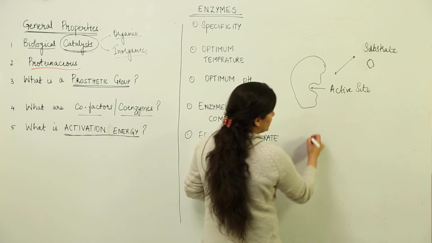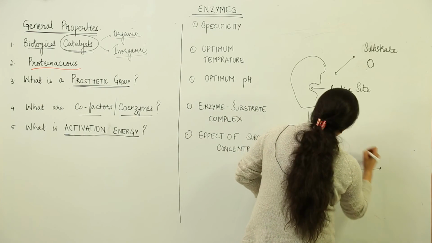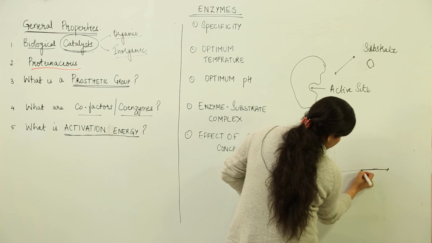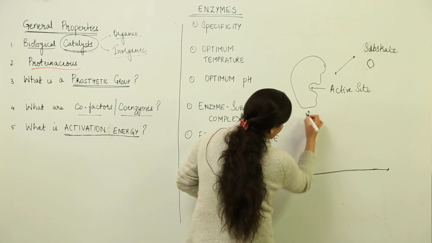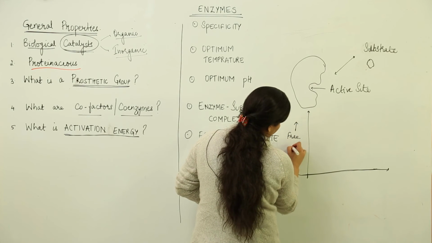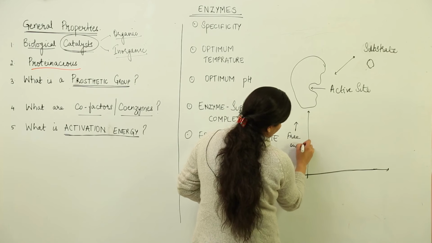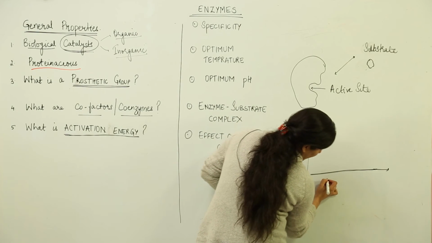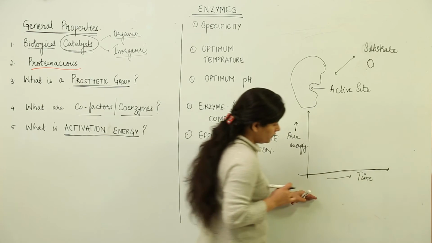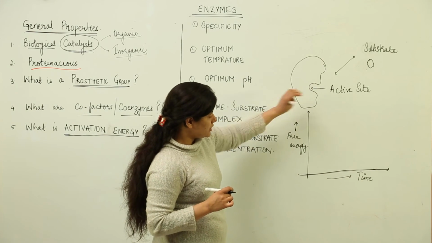Okay, it comes and joins with the active site. Now what happens over here? The dynamics which are happening behind this particular formation, we can represent graphically. For that, over here I am going to consider free energy, or you can take potential energy, and this is time. Okay, we are considering how this particular reaction takes place.